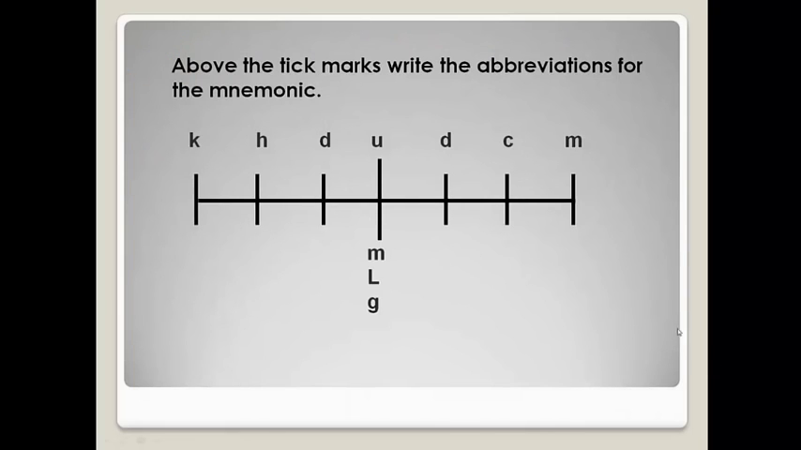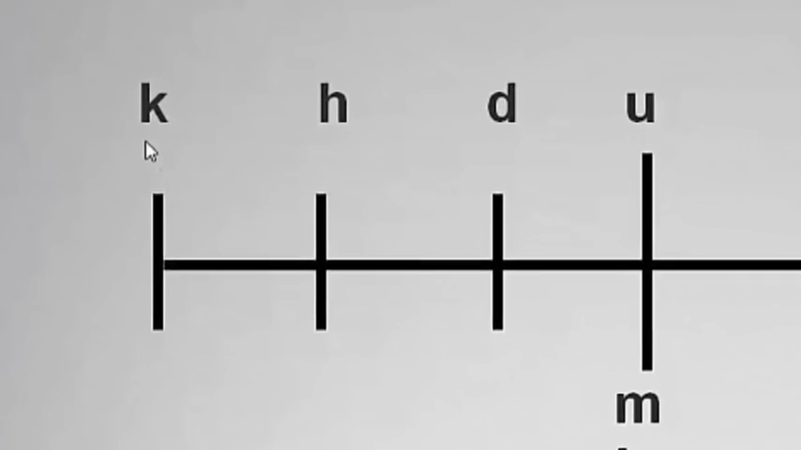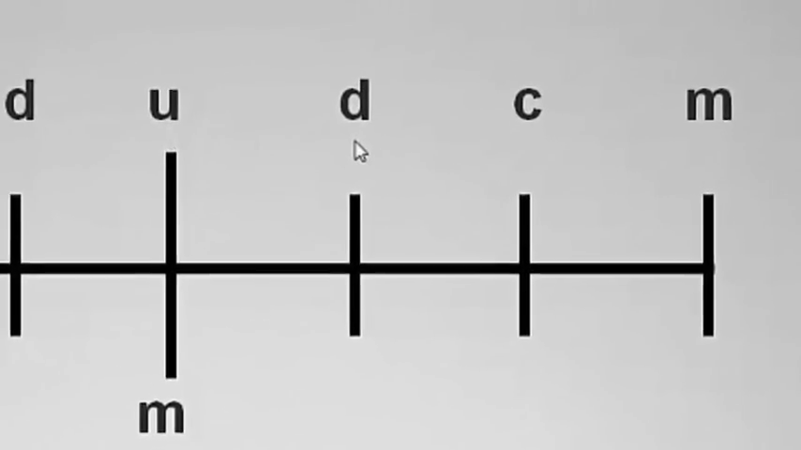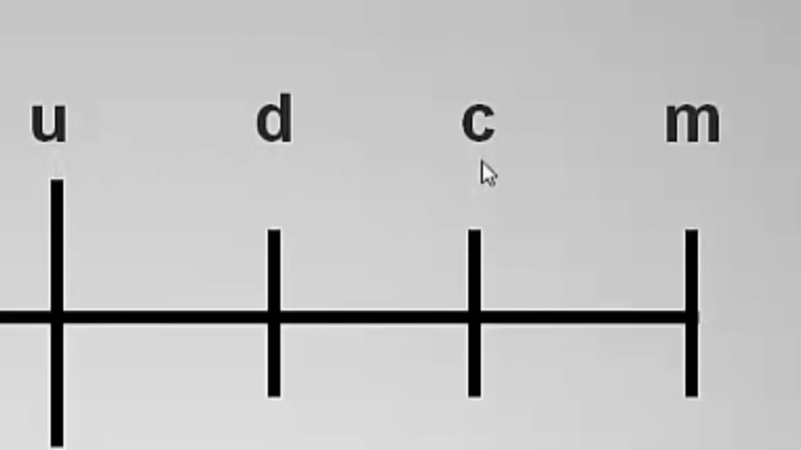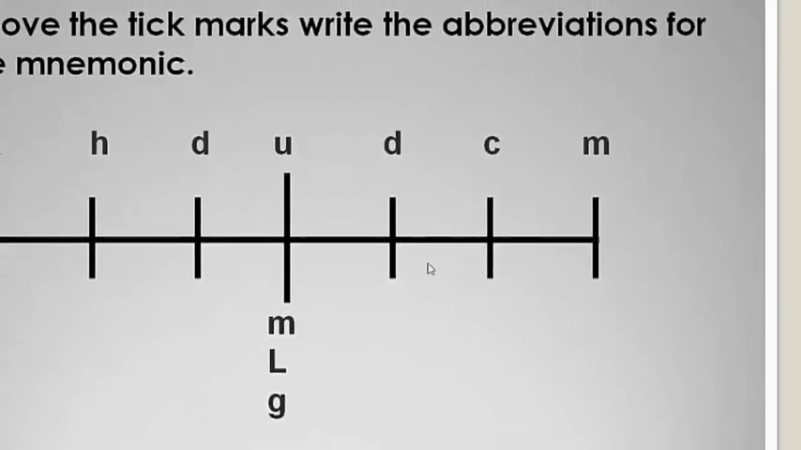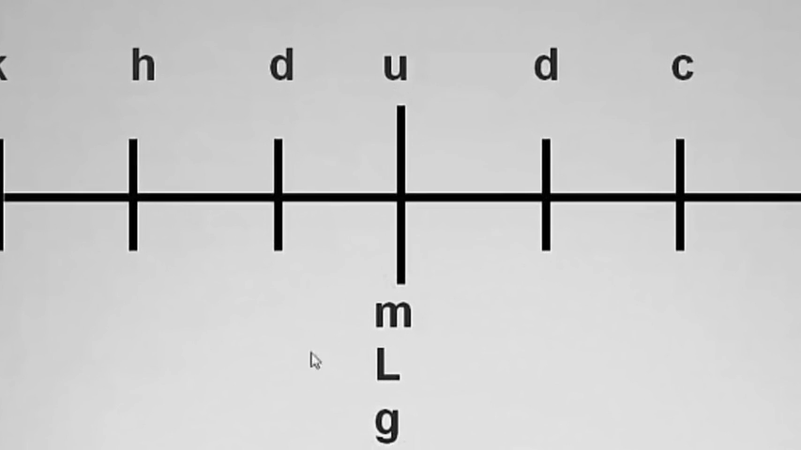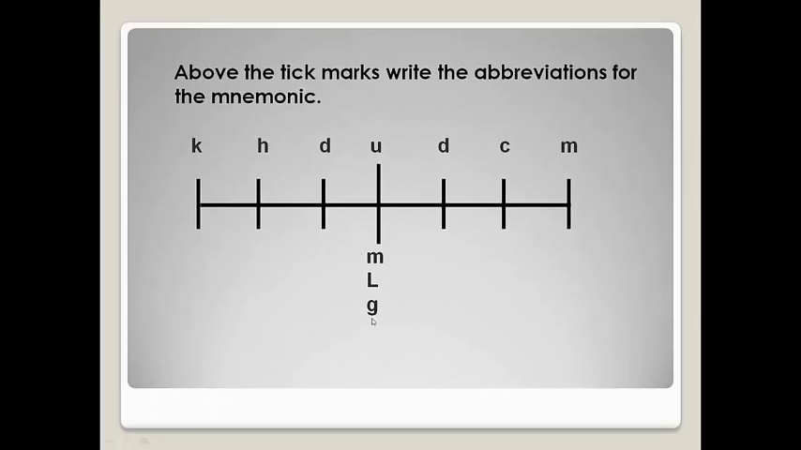Then, above each of the individual tick marks, you write the abbreviations for the mnemonic. K for king, H for Henry, D for died, U for unexpectedly, D for drinking, C for chocolate, and M for milk. Underneath the U, I put these letters to help me remember what my root words are for the metric system. You don't have to put those if you don't want to. It just helps me.